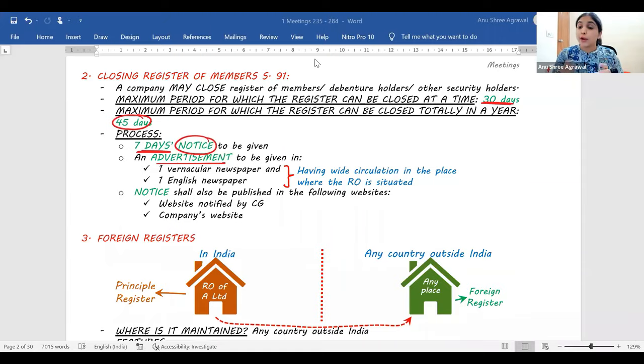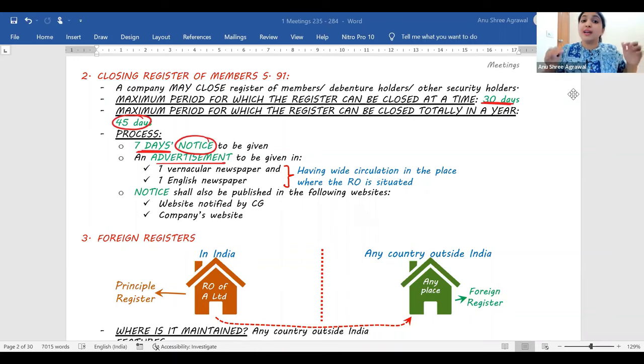So listen, why do we need to close the register of members? We need to close the register of members because of one simple reason, and that is the list of members will keep changing. But we need to make a decision that to whom should we pay dividend, to whom should we pay bonuses. So we will close the register, and on that date, whoever's name is there in the register of members, only to those people I will give the dividend. Only to those people I will give the bonuses.